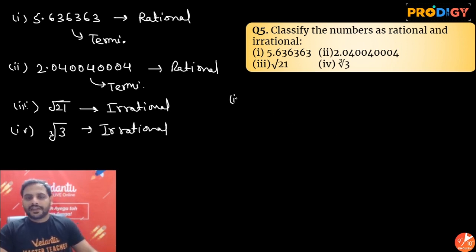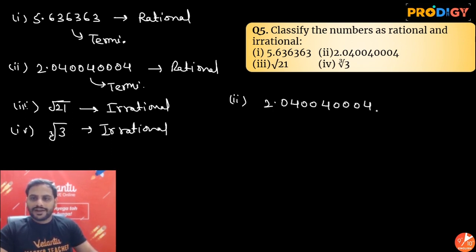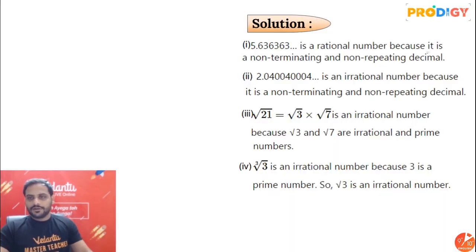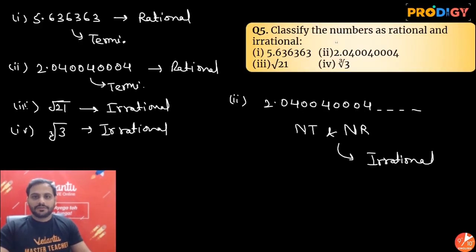Now suppose if the second one is given like this, 2.0400400004 and dash dash dash is given, then I will say, sir, it is non-terminating, also there is no pattern, and non-recurring. In that case I will say it is irrational, but the way it is typed I will keep it rational only. Now I don't know, see now in the solution they are putting dashes, but here dashes are not put.